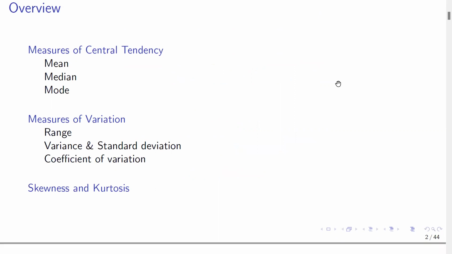By way of overview, we will first of all consider the measures of central tendency, that is mean, median, and mode. And we'll also consider the measures of variation. And then we'll finally look at skewness and kurtosis.